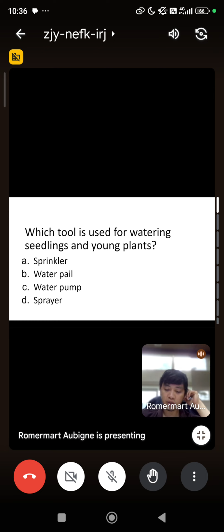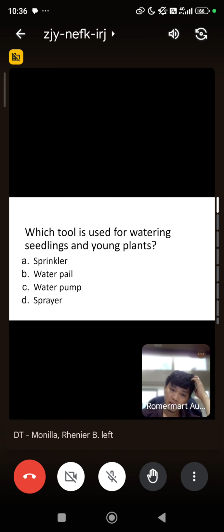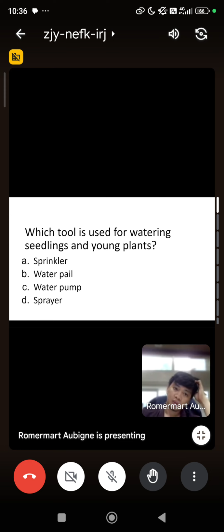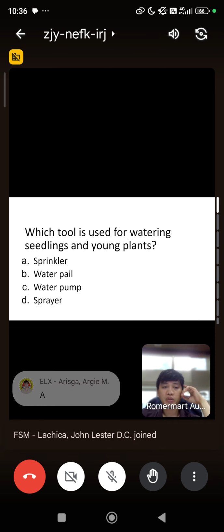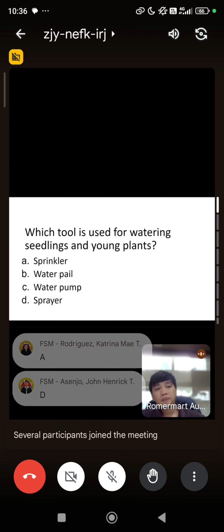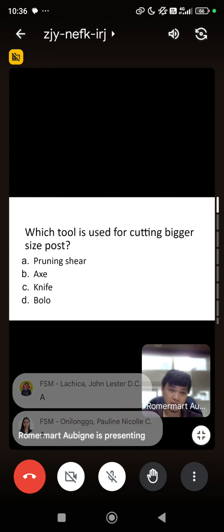Next is which tool is used for watering seedlings and young plants? A, sprinkler. B, water pail. C, water pump. Or D, sprayer. Ano pong ginagamit natin dyan? Which tool is used for watering seedling and young plants? So we use the sprinkler.